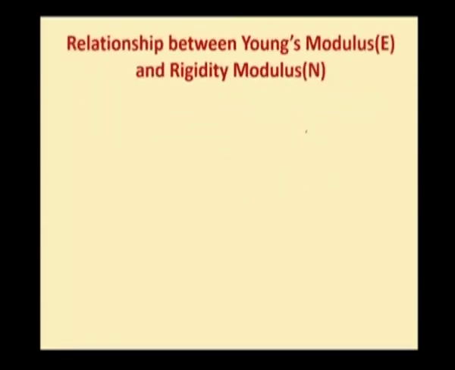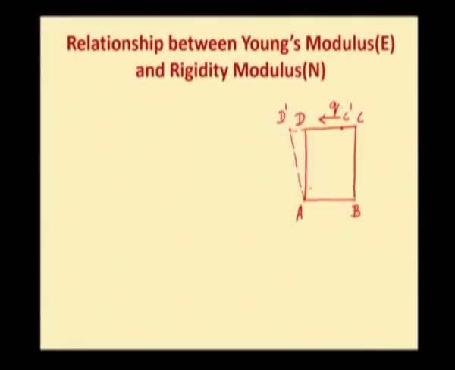Now, we shall see the relationship between Young's modulus and rigidity modulus. Let us consider a cube ABCD. The top surface is subjected to a shear stress of intensity Q. So, Q is the intensity of shear stress acting over the top surface. Because of the shear stress, the side DC will be displaced like this. The corner D will be displaced to D dash and the other corner C will be displaced to C dash. So, this angle is phi, which is shear strain.